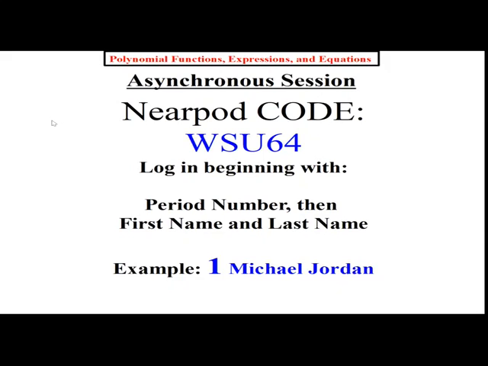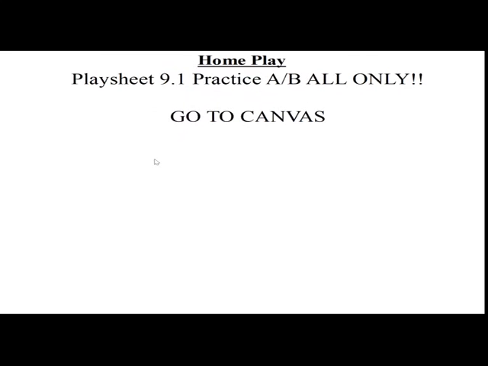All right? Yes, Mr. Q. All right, good. So your previous home play was pages 433, 434, 15 to 22 only. Go to Canvas at this time, turn that in. And once you turn it in, notice at the bottom of that assignment, I gave you the play sheet for tonight. Once again, the play sheet for tonight is play sheet 9.1, practice A, B, and that's in Canvas. So make sure you go there, get that. I'll give you guys a minute to turn that in.